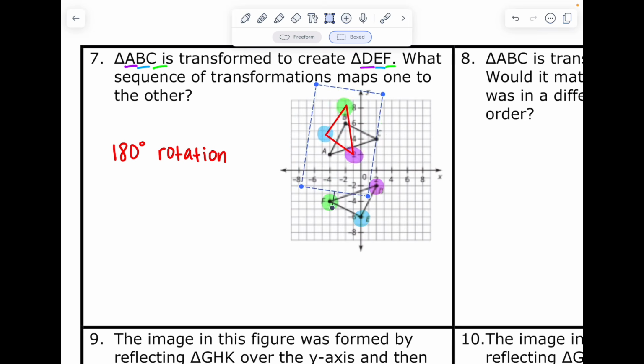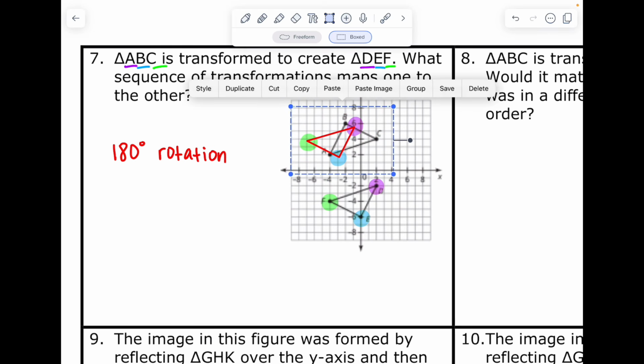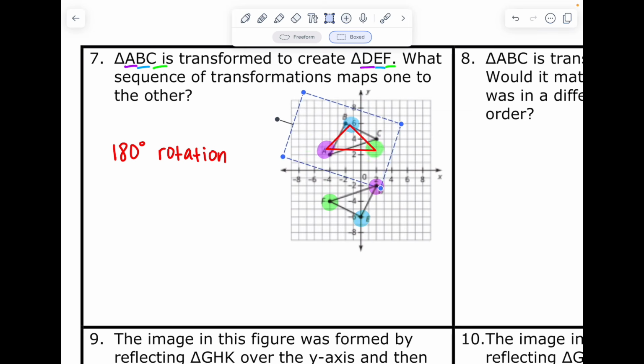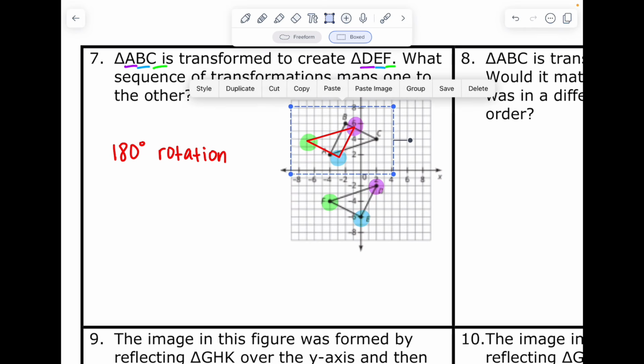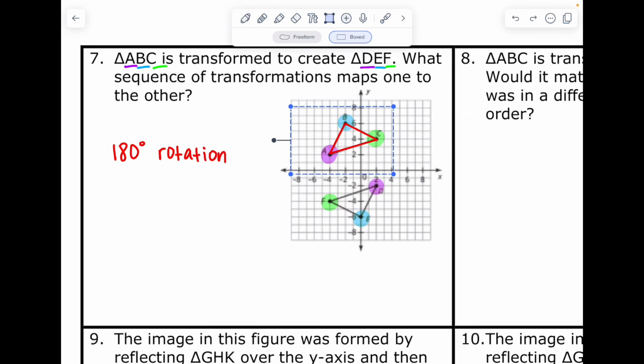All right, so if I go counterclockwise, it ends up like that. And if I go clockwise, it still ends up like that, either way. After we rotate that, we're going to need to translate. Hold on, let me do this a little bit more accurately.